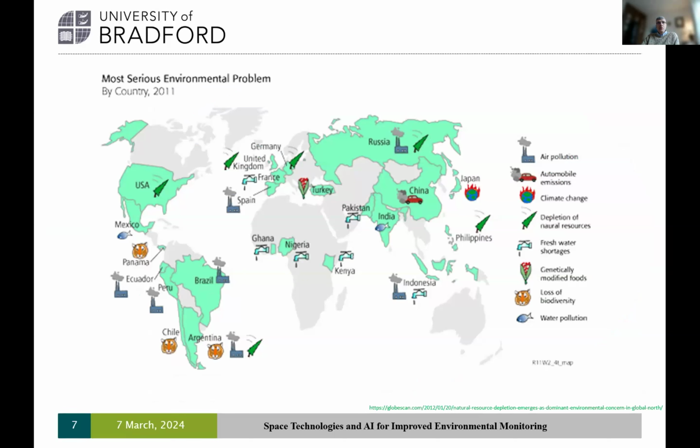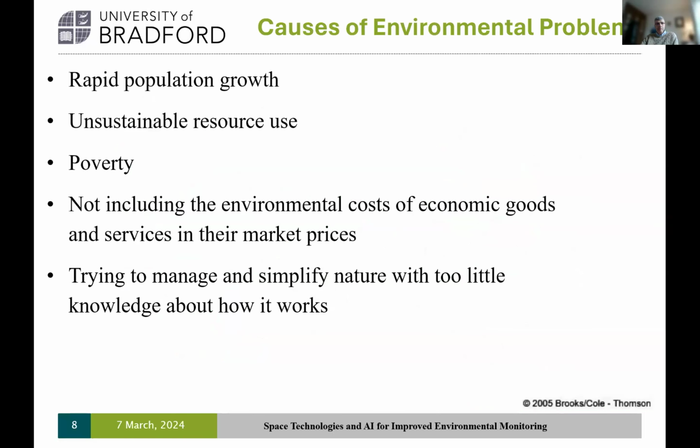countries. For Brazil, we know that it's air pollution. For Russia, it's air pollution and the depletion of natural resources. In certain countries in Europe and Africa, you can see that there are freshwater shortages. Same with Indonesia. In India, you have water pollution. Pakistan, freshwater shortage, and so on. So every country in the world today suffers from some form of environmental problem.